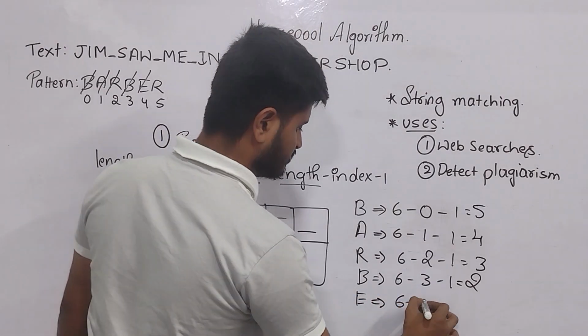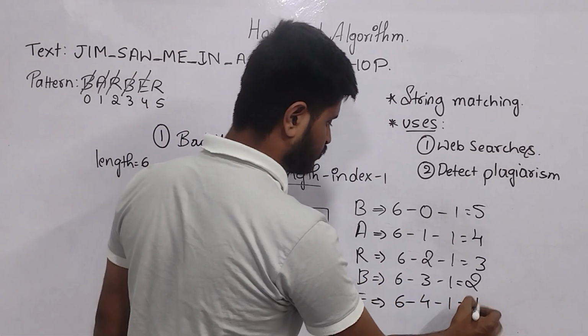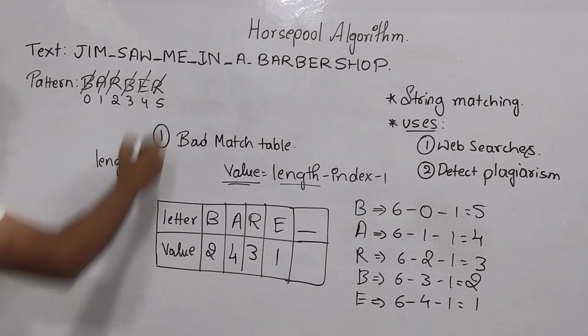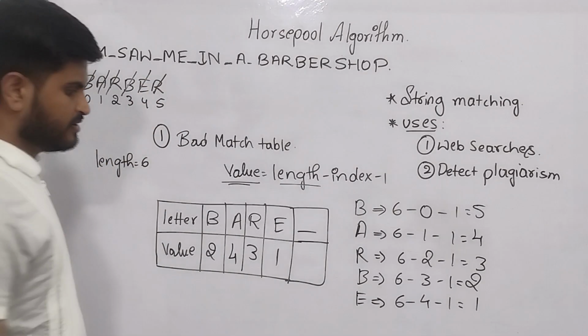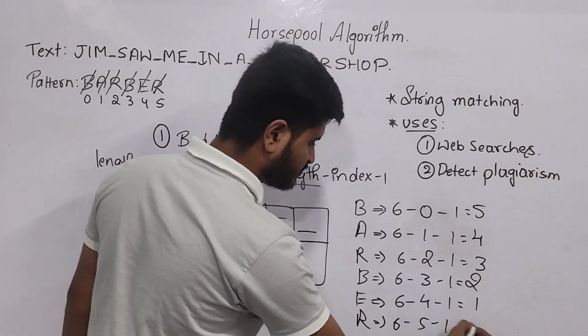6 minus 4 minus 1, which will be equal to 6 minus 4 is 2. 2 minus 1 will be equal to 1. So E value is 1. Now again we are having R. So if you see R, and write R means, it will be 6 minus 5 minus 1, which will be equal to 0.